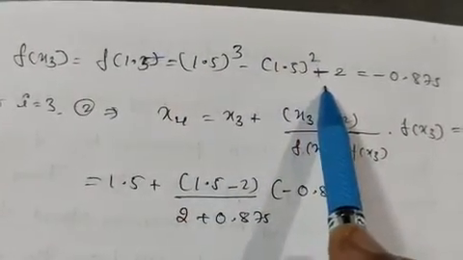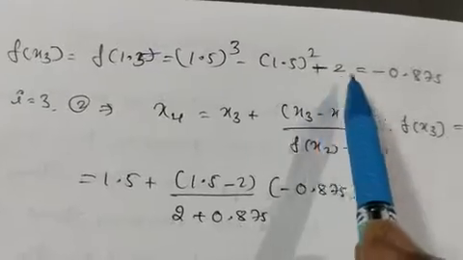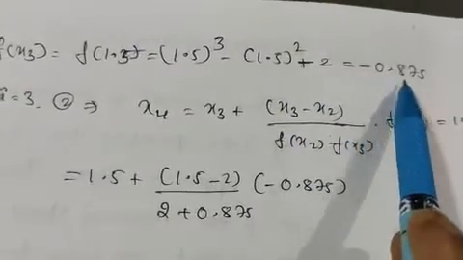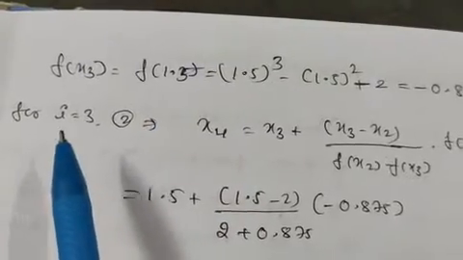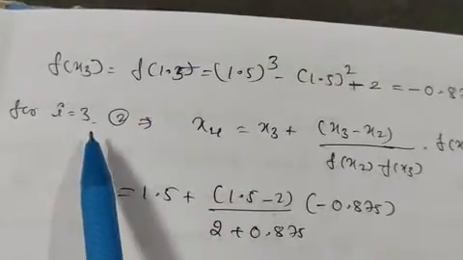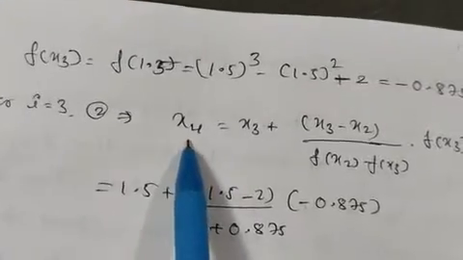You have to simplify this using the calculator. You will get the solution in one step only. It is minus 0.875. So now next you have to put i equals 3 in equation 2. You will get x4.